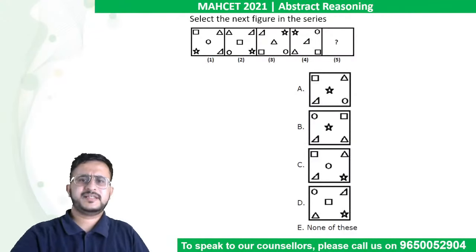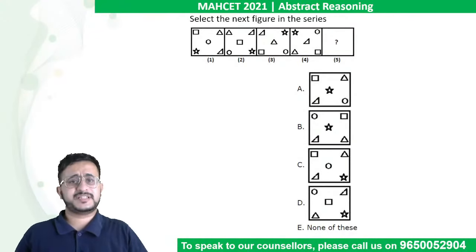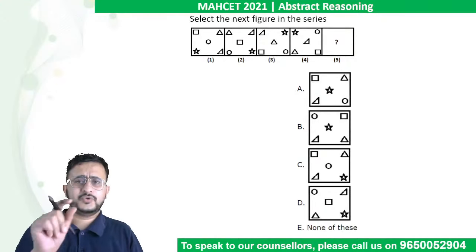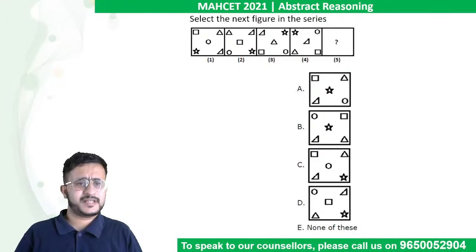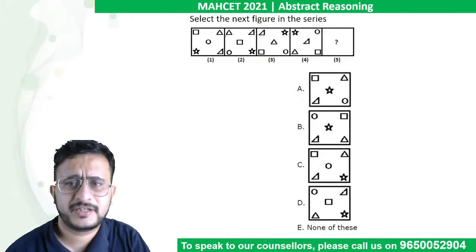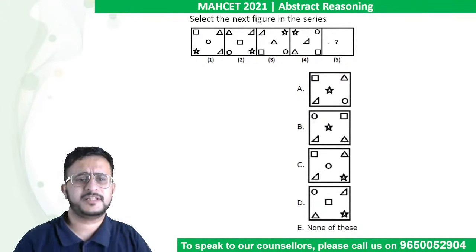Let us see some more variety of questions that are asked in the examination. This is one such variety wherein you are given some figures and you have to find the next figure in the series. You are given four figures and you have to find what will come in the place of this figure.